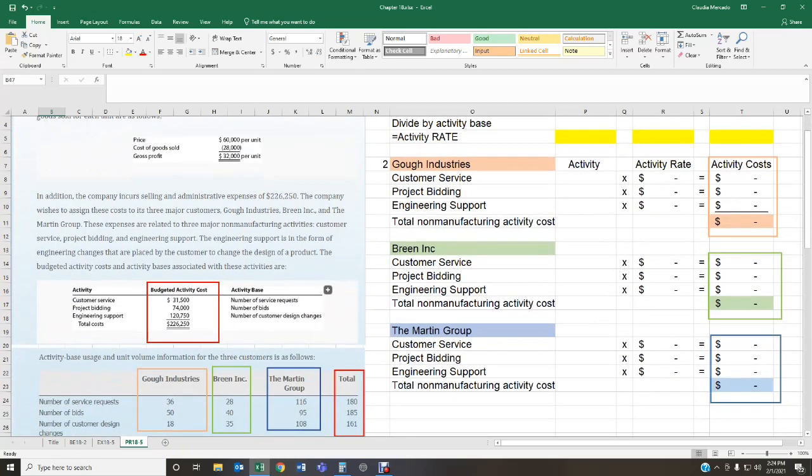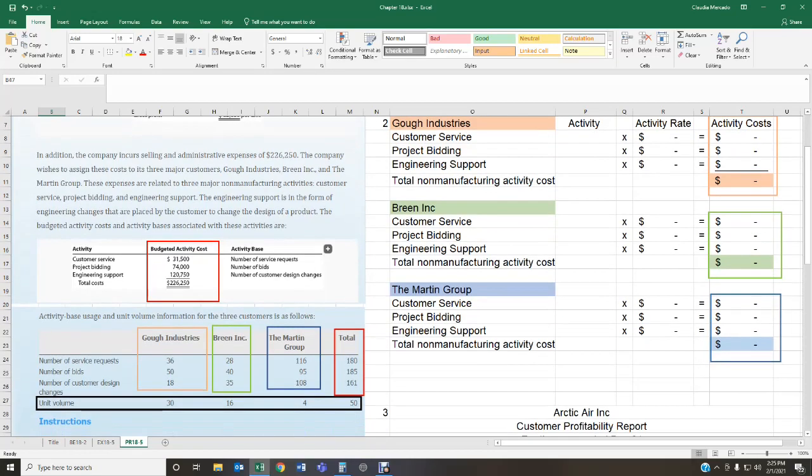The budgeted activity costs and activity basis associated with these activities are, according to the problem, we have selling and admin expenses of $226,250, which we have a breakdown of here. Okay, and according to the breakdown, we spent about $31,500 in customer service, $74,000 in project bidding, and $120,750 in engineering support, and that gives us our $226,250, which is what we have to allocate to the 3 top customers. Okay. Now, my activity base for customer service is the number of service requests. For project bidding, it's the number of bids. And for engineering support is the number of customer design changes.